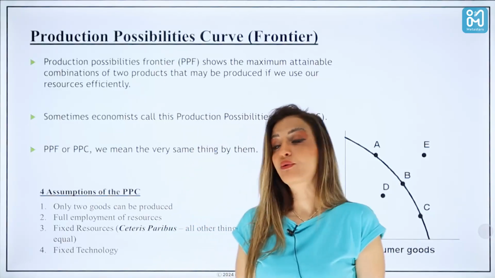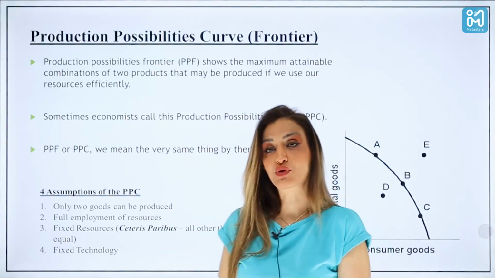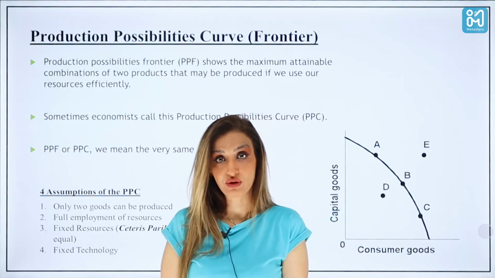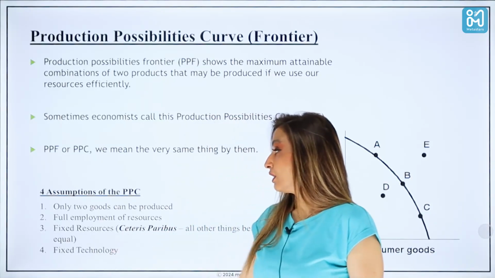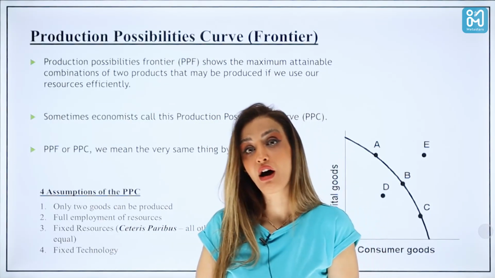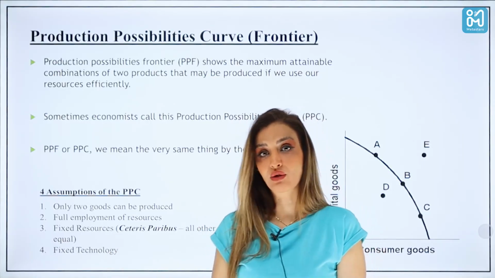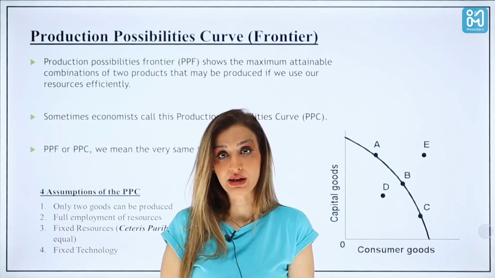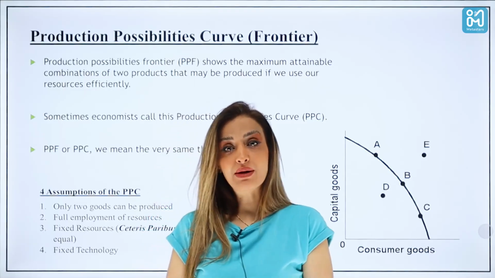We're going to also learn four assumptions of the PPC. Only two goods can be produced on the PPC. Full employment of resources, fixed technology, and the phrase ceteris paribus with the fixed resources. I want to mention something very important.